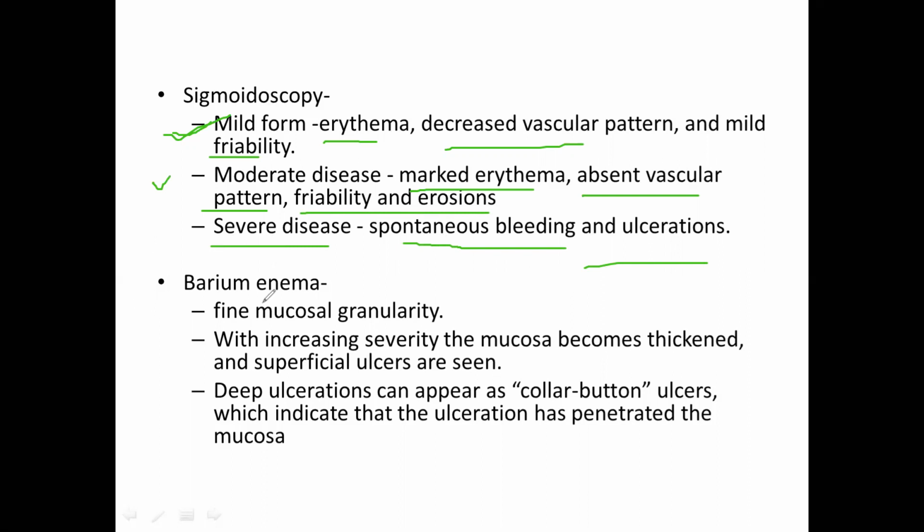On barium enema, you will again get fine mucosal granularity. With increasing severity, the mucosa becomes thickened and superficial ulcerations are seen. But in severe disease, you will get deep ulceration which appears as collar button ulcers, and this indicates that ulceration has penetrated the mucosa.